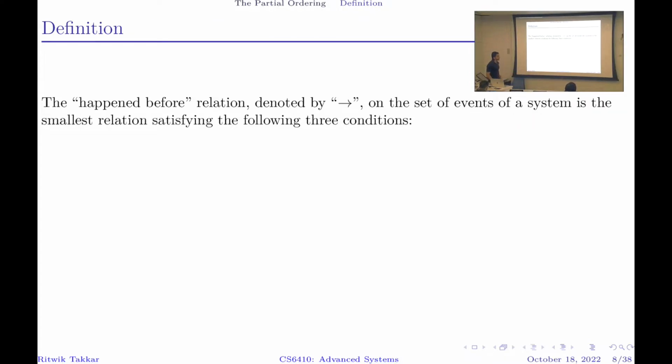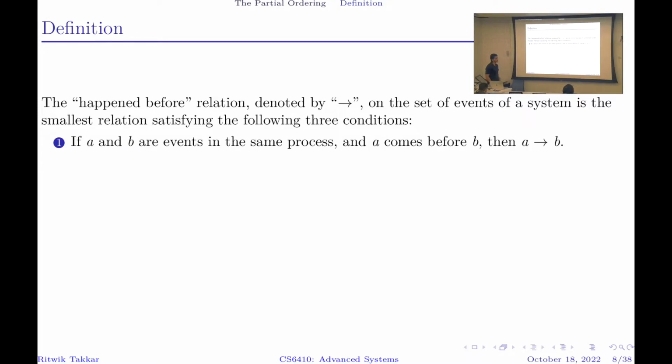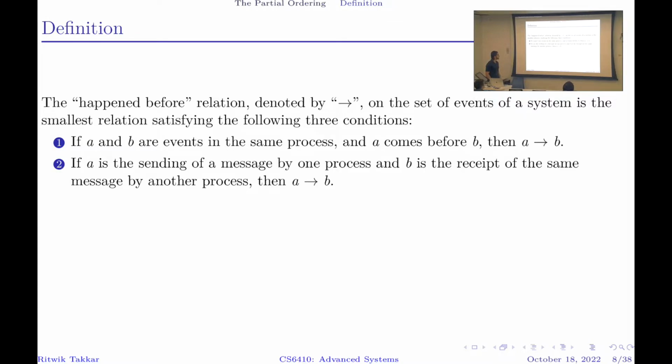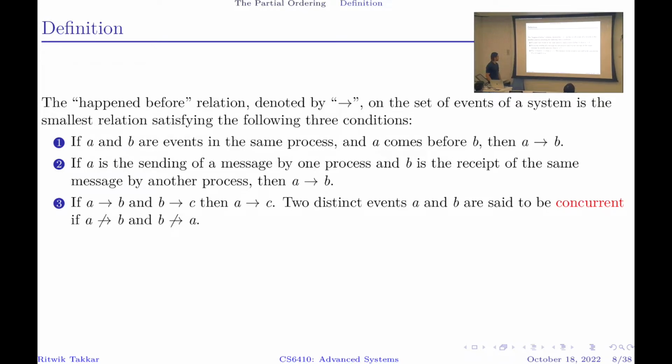This is the happen-before relation, denoted by this rightward arrow. It has to satisfy these three conditions. Just give you a second to read the first. Again, the rightward arrow just means happen before. This is the transitivity property, the third condition. So if A happens before B and B happens before C, then you know that A happens before C. And concurrency is when you can't say A happens before B, and you also can't say that B happens before A.